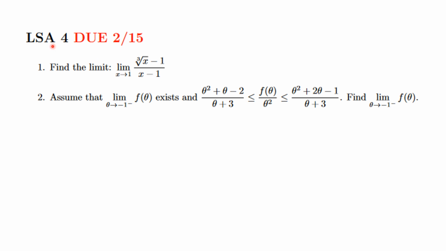The first LSA that we need to treat here is LSA 4. We're to find the limit as x tends to 1 of the cube root of x minus 1 all over x minus 1. And we were also supposed to find another limit. We were to assume that this limit from the left, as theta tends to minus 1 from the left of f of theta, exists, and that we have this inequality for all theta, and we wanted to find what is that limit that we assumed exists.